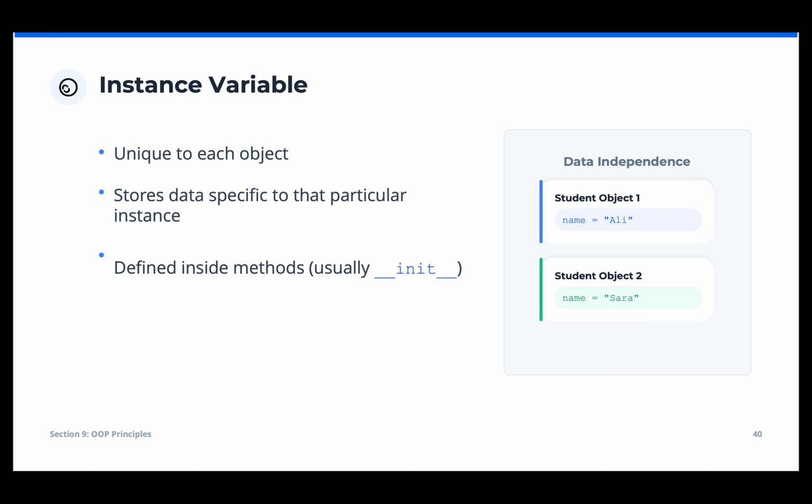Now the contrast is made with instance variables, which are unique to each object. These are typically created inside __init__ and hold object-specific data. For example, one student can have the name Ali and another can have the name Sarah. The data is not shared.